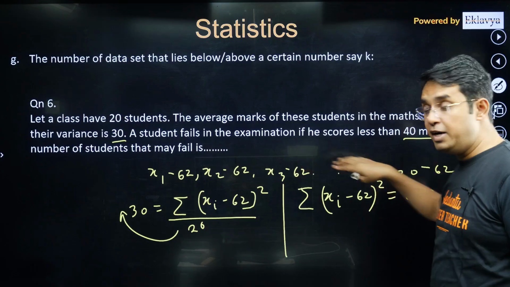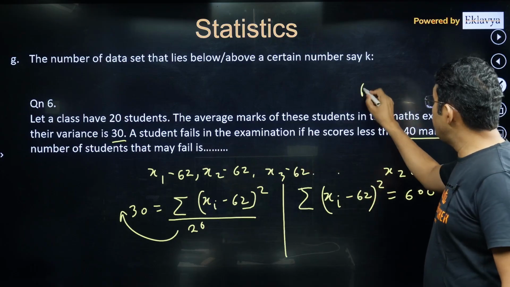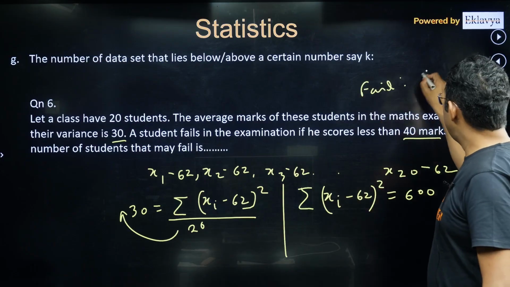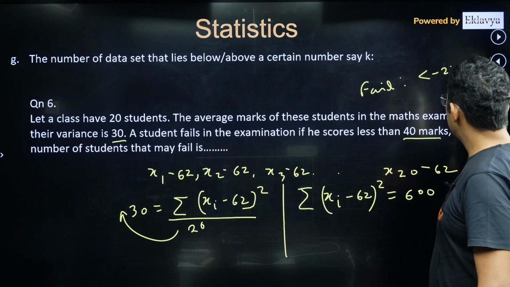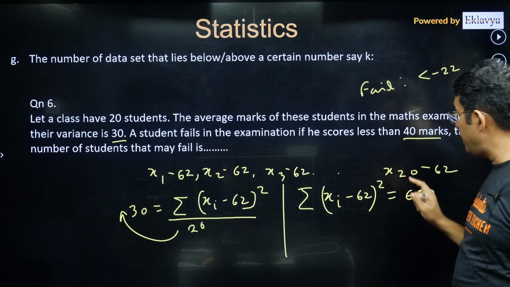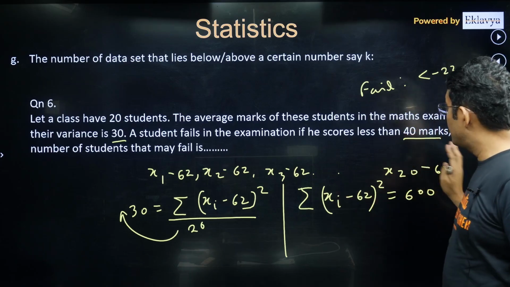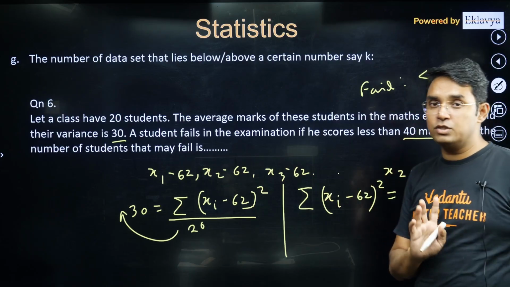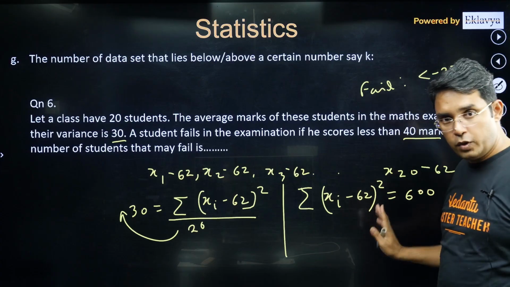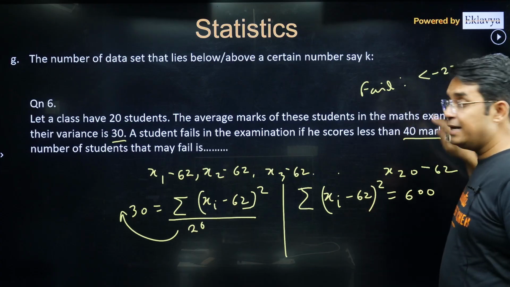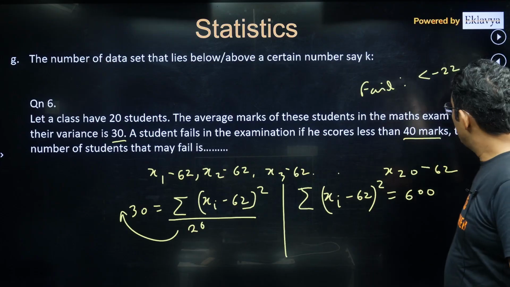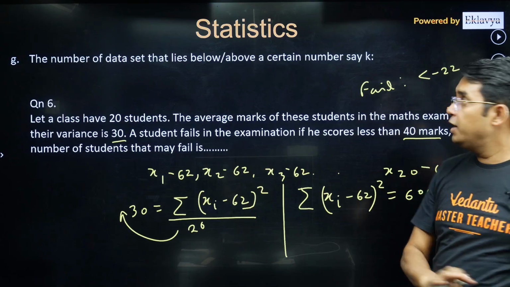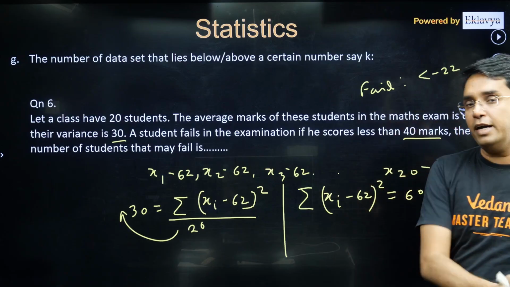okay, so fail means in the new data set it should be less than minus 22. Getting less than 40 is fail, so if you subtract 62 you get minus 22, so fail means your mark should be less than minus 22. Okay, now if you are scoring less than minus 22, that means your magnitude will be even bigger than 22. It can be minus 23, minus 24 and so on.